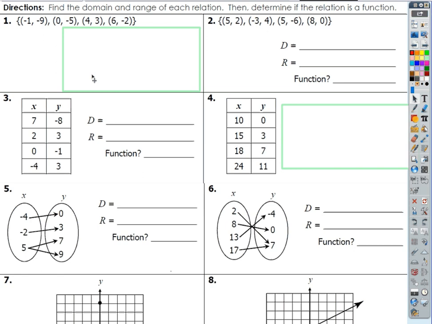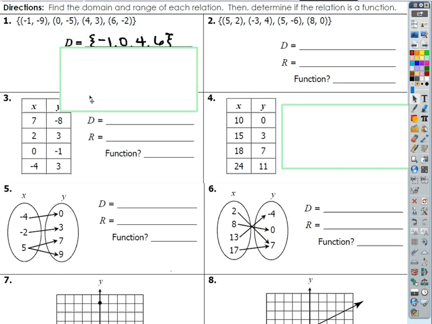-1, 0, 4, and 6. There you go. The rule is when we're writing out a set using set notation like that, with our squiggly brackets, every element of the domain, or the range, or something else, we always want to write in numerical order. So we can't just go by the order they're listed, we have to put them in increasing numerical order.